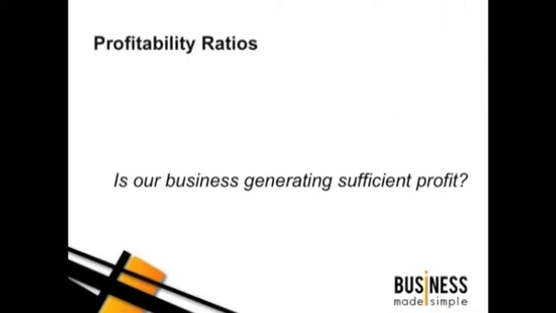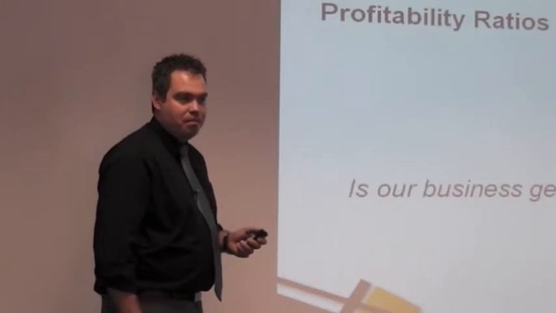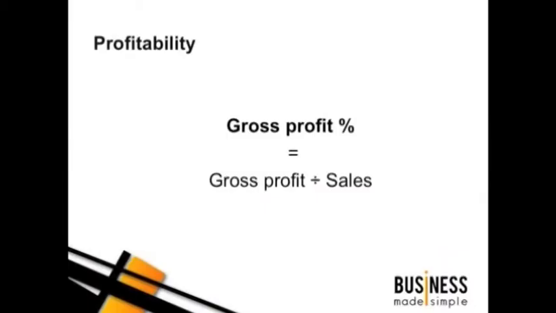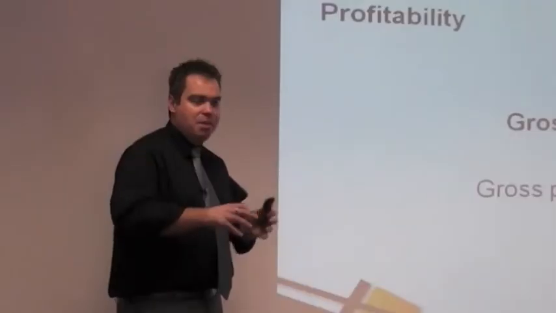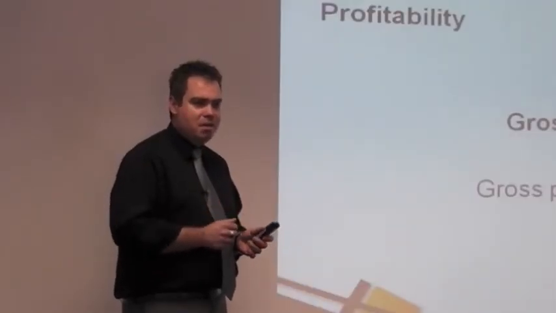So the first one we say is profitability. Is your business generating enough profit? The first one we do is the gross profit, which is gross profit divided by your revenue or sales. That tells me how much marginal contribution I have after I've paid my direct costs.